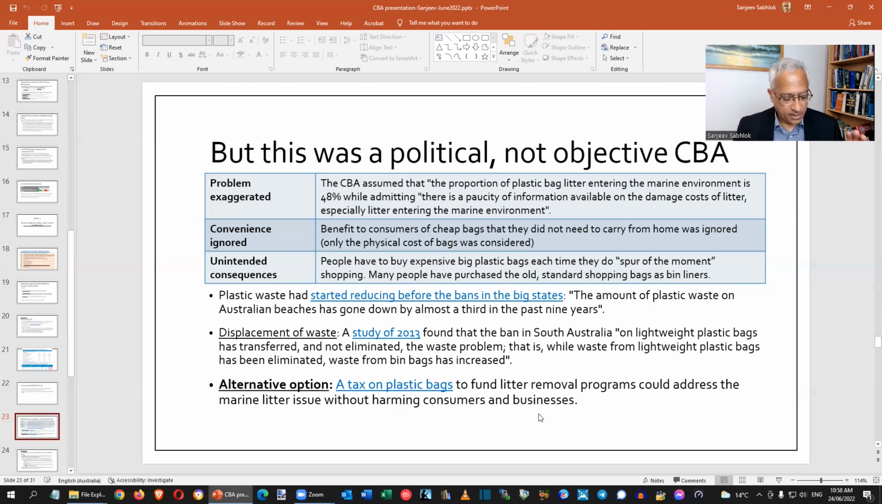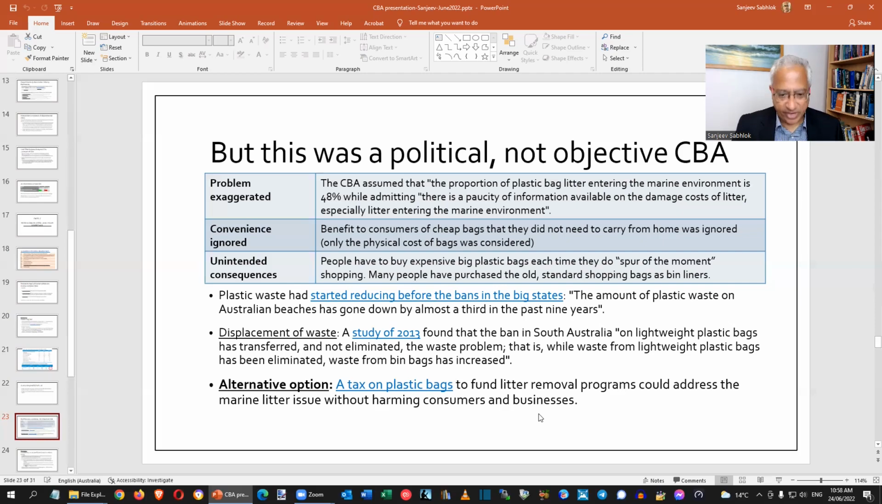In fact, there's also very clear evidence from CSIRO research. CSIRO had studied and said that in the last 9 years, plastic waste has gone down by a third. And that was basically not because Victoria had banned or New South Wales had banned. On its own, people are conscious, and they're reducing this.